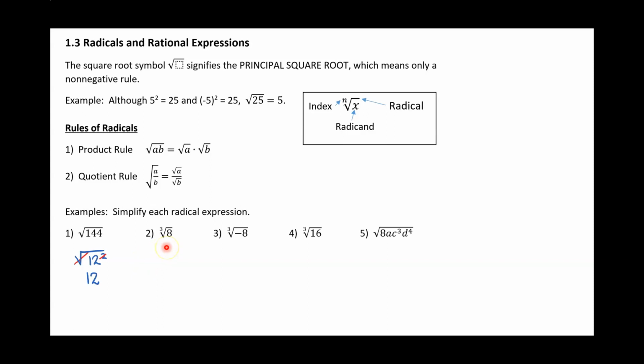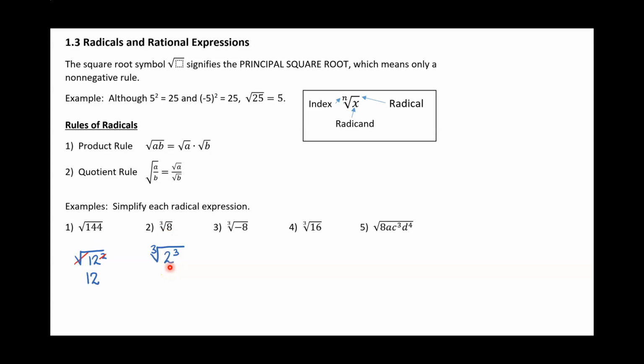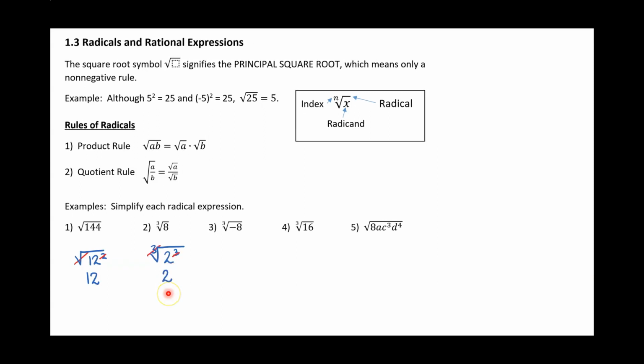Same idea with a cube root. If I have a cube root of 8, I want to try and rewrite 8 as some value cubed. So, of course, the 8 can be written as 2 cubed. And again, the cube root and the cube will drop each other out. They're inverses. They cancel each other out, and that would leave me with just 2.